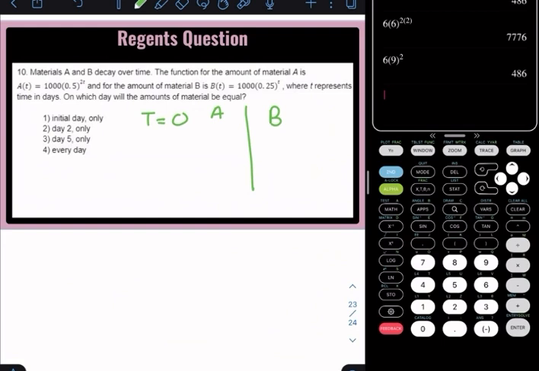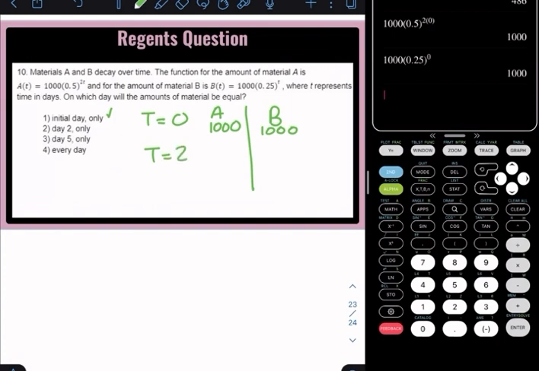This is for A and this is for B. So I will do 1,000 parentheses 0.5 raised to the 2, and I'm making my T be 0. So I would get 1,000 when I do that. And let's see what I get for B. B is 1,000, in parentheses I put 0.25, and I raise it to the 0 power. That would be 1,000. So far, the initial day could work. So that means every day right now could maybe be the case.